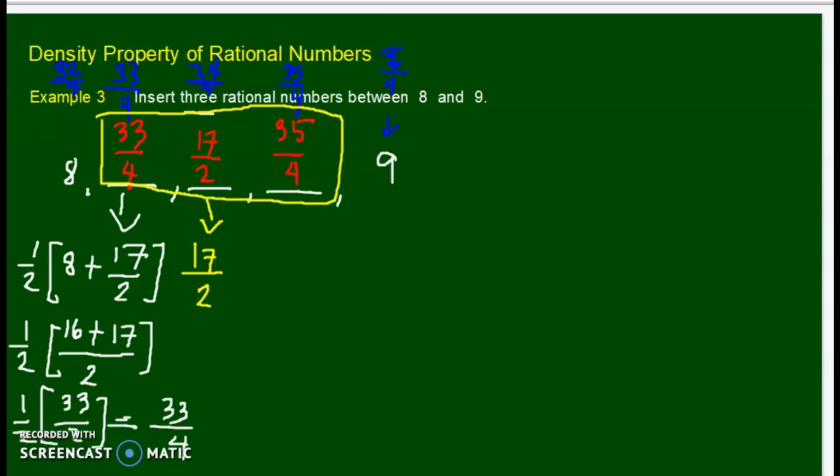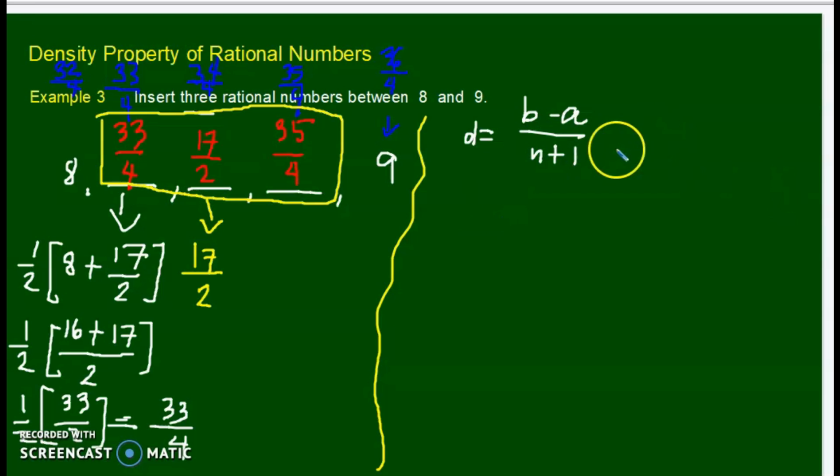Yung solve natin si D. And then, we just keep on adding D to the preceding numbers to get the succeeding numbers. Okay? So, recall natin. Sabi natin, ang D daw, we solve D using the formula B minus A all over N plus 1. So, yung B natin dyan ay 9 minus A, which is 8. Yung N natin ay 3, since tatlo i-insert na rational numbers, and then added to 1. So, 9 minus 8 is 1 all over 4.